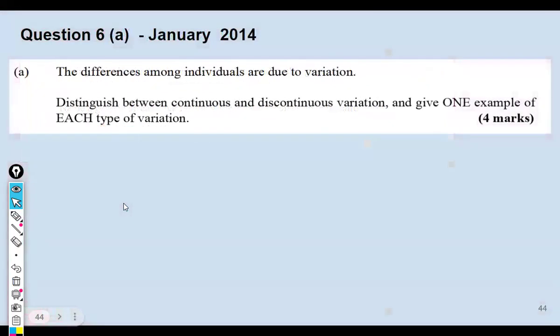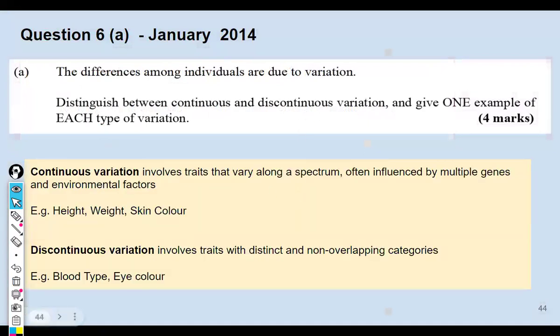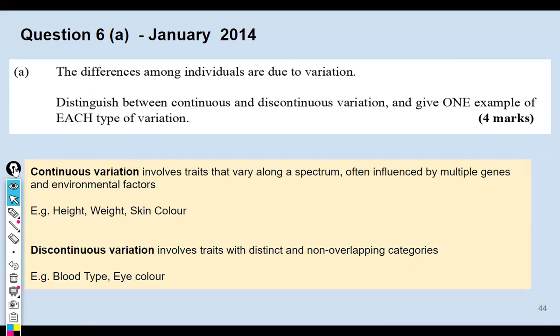The differences among individuals are due to variation, right? Now, I explain variation is actually a good thing. Distinguish between continuous and discontinuous. We did this a few slides back. I'm not going to go into too much detail. My answer is on the screen there. Pause it, give it a read, and it should make complete sense by now. Let's move on.